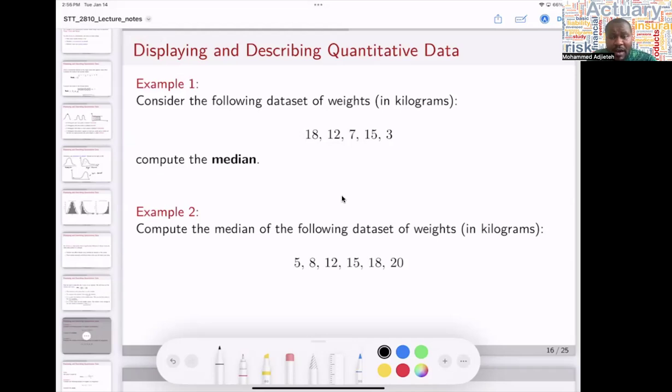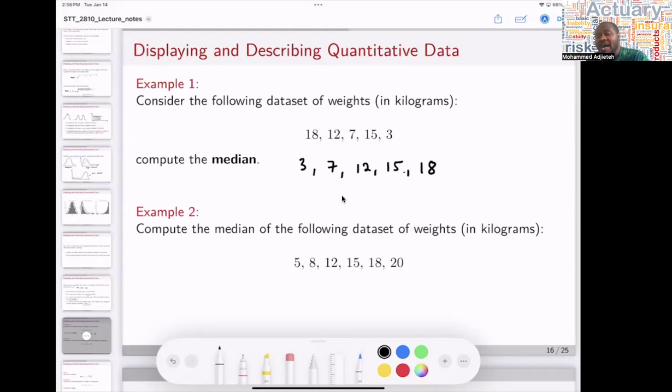The first thing we have to do is to order this data set. How do we order them? Let's try to order them. So we have 3, 7, 12, 15, 18. So we have been able to order the data set nicely. And then how many data points do we have here? 1, 2, 3, 4, 5. So this is what, odd.